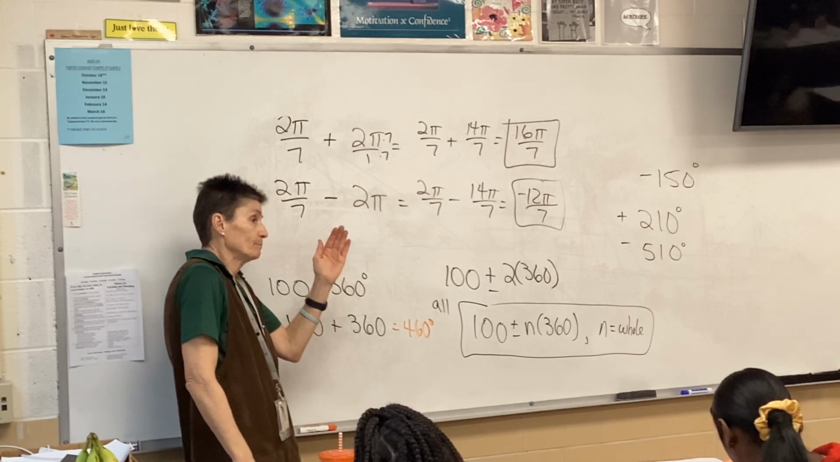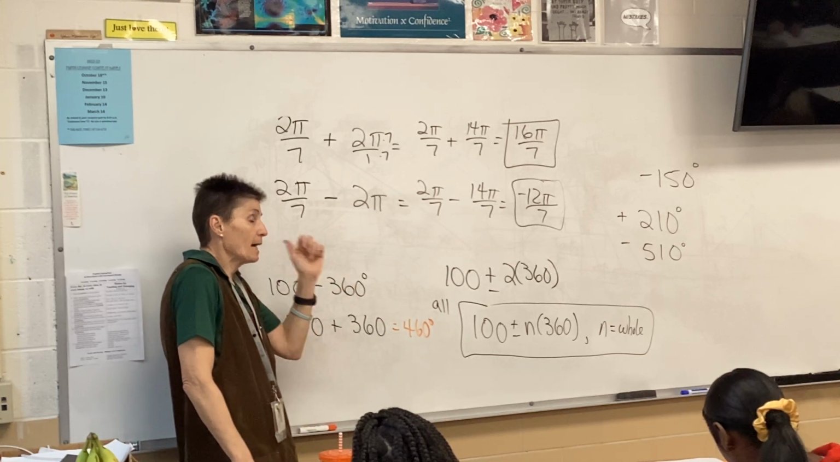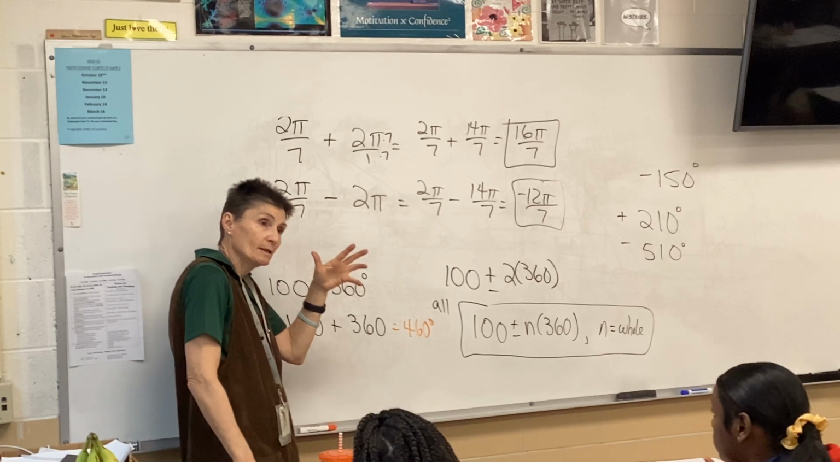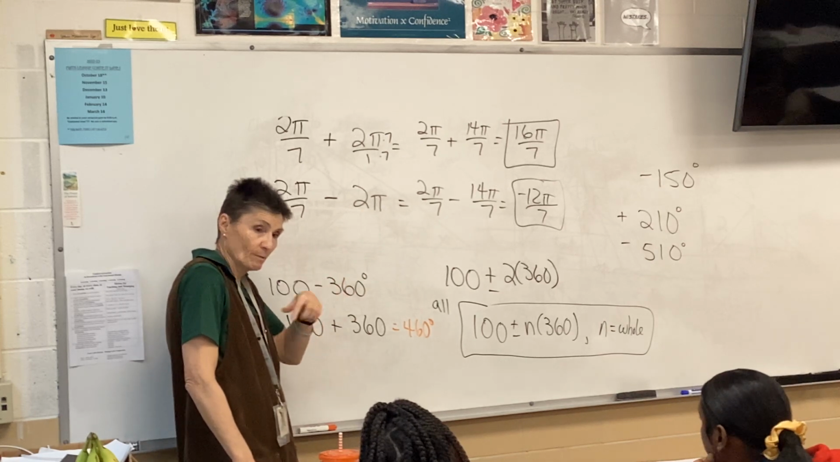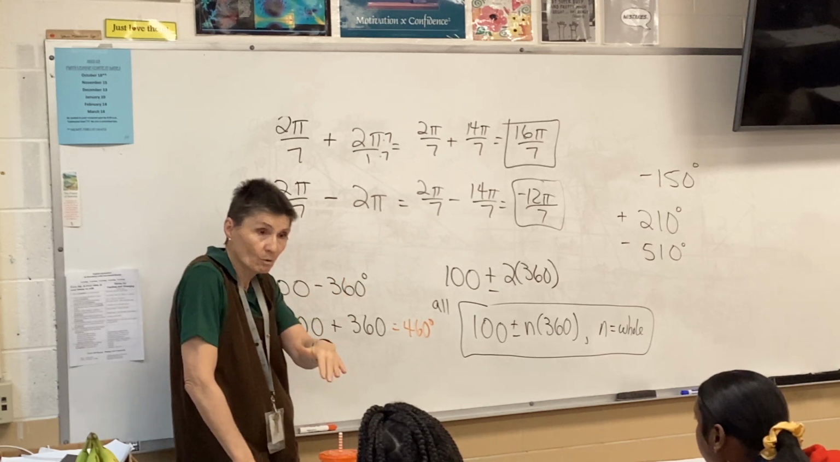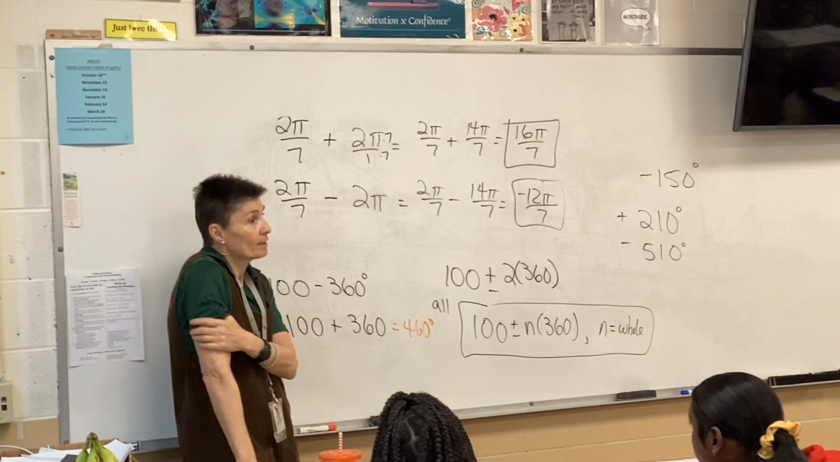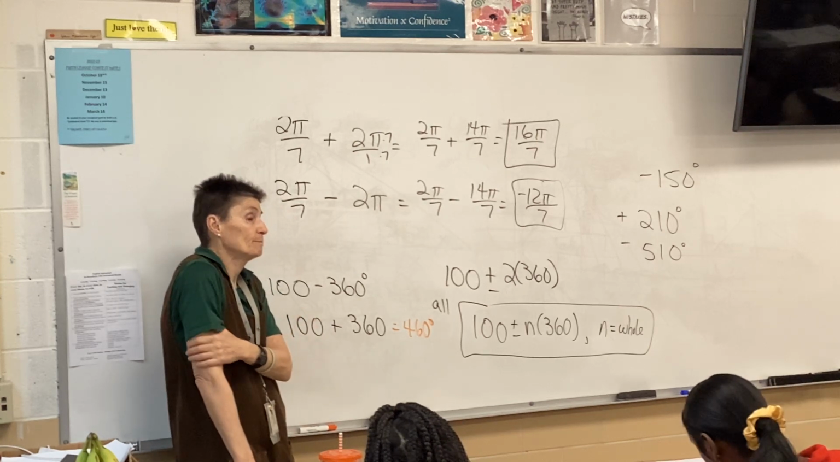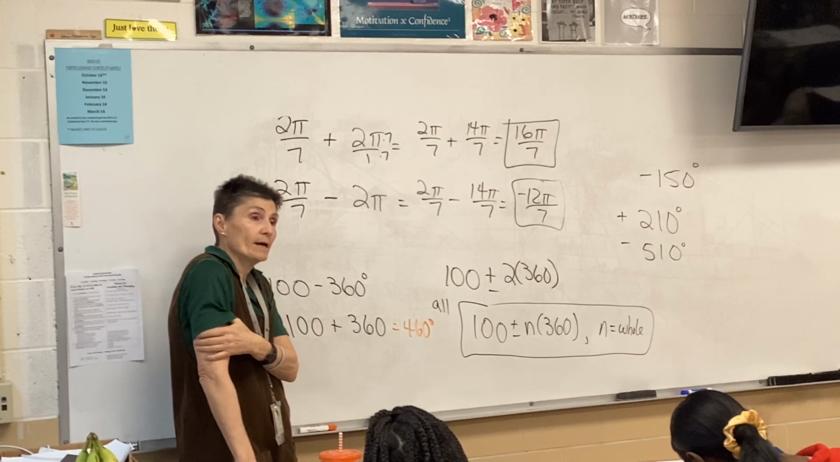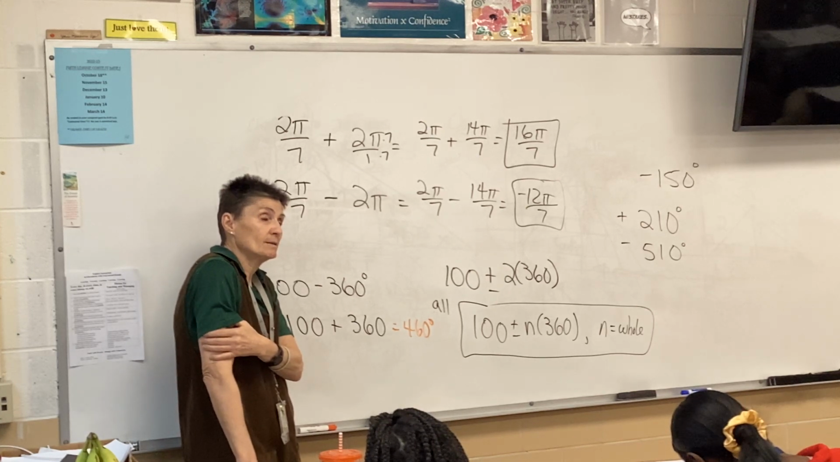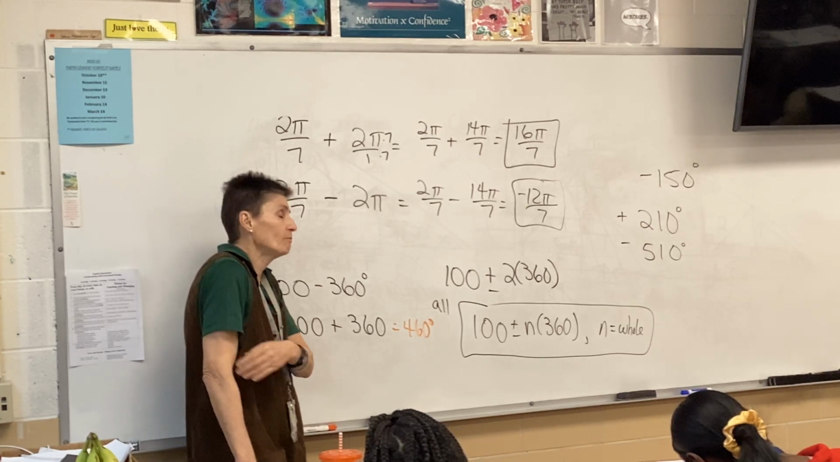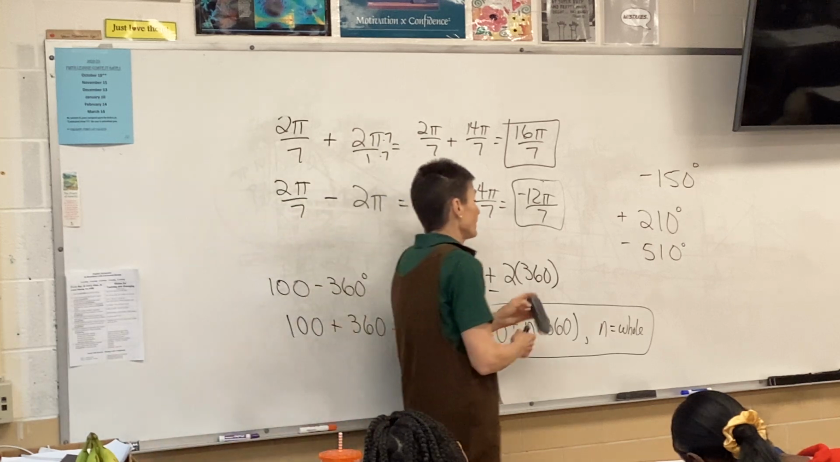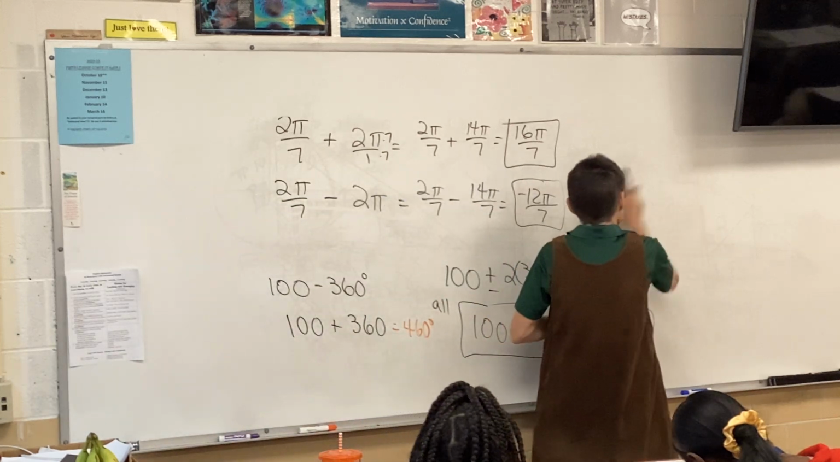One more time. How do you find coterminal angles? Add and subtract a revolution. So 360 or 2 pi, depending on if you're in degrees or radians. Okay? Right now you're thinking, what does this have to do with anything? You will find out. Coterminal angles are very important. All right, next section.